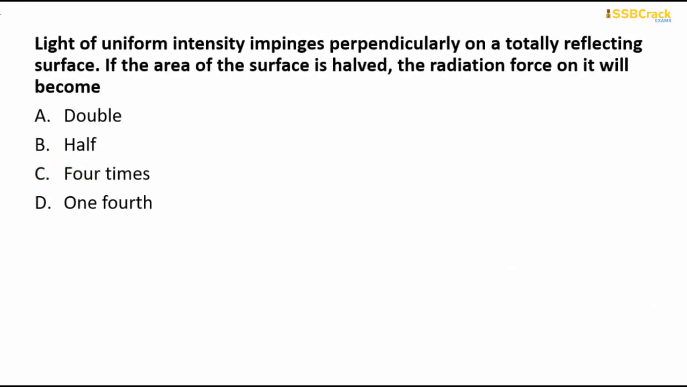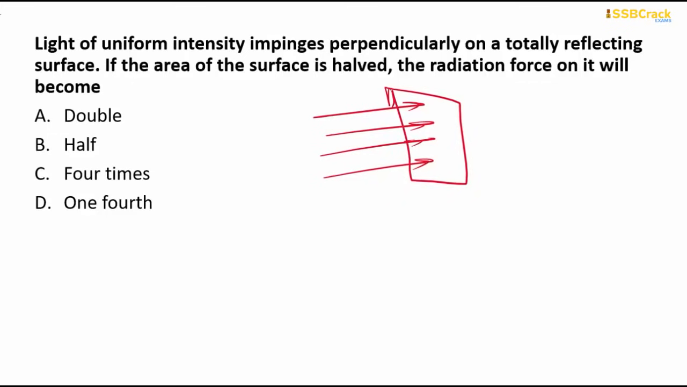Going through with the next important question: light of uniform intensity impinges perpendicularly on a totally reflecting surface. If the area of the surface is halved, the radiation force on it will become what? This is a very important question. What is given? There is light, and it is incident perpendicularly. It impinges perpendicularly on a totally reflecting surface. This is a totally reflecting surface. It is also reflecting back.